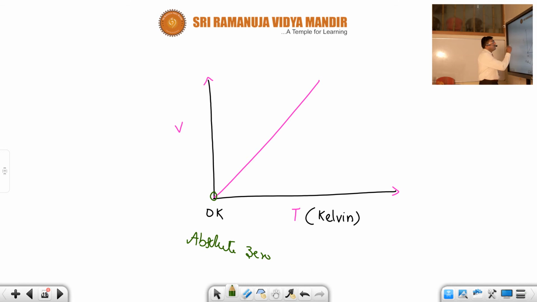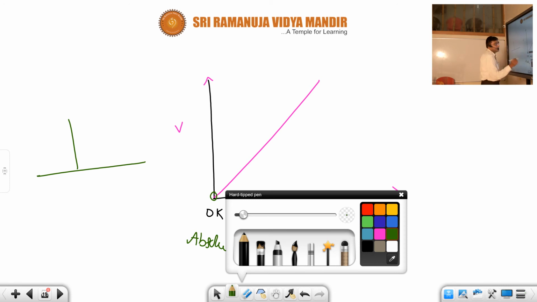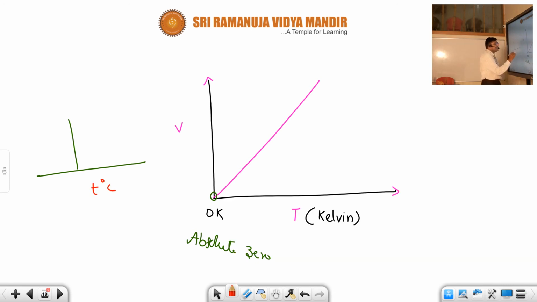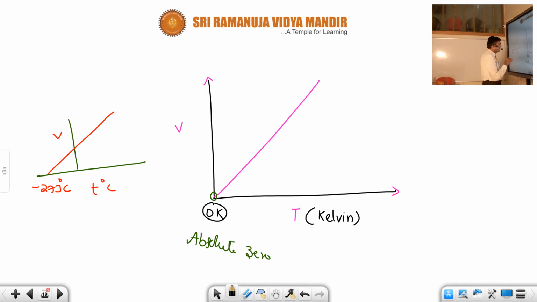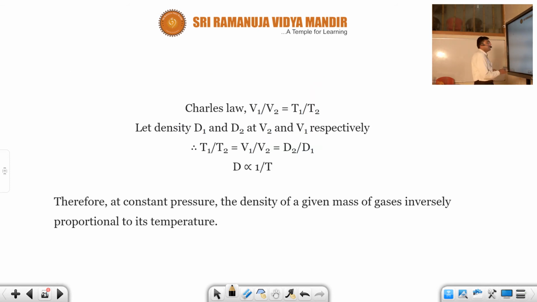For example, if you draw the graph in temperature, T degree centigrade, this is T in degree centigrade, this is volume, and naturally you will be writing like this. So this is minus 273 degrees centigrade. So this is the difference here. In Kelvin, this is 0 Kelvin. I hope you understood, because here you have taken centigrade, here you have taken Kelvin, and many students make mistakes. So this is how the absolute zero concept has come into picture. So that is the basic understanding of Charles' law.